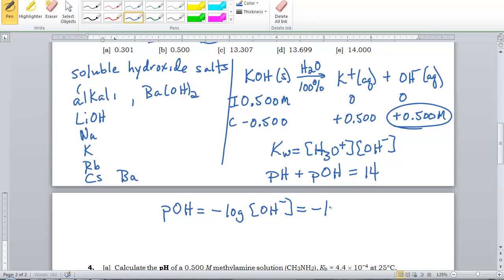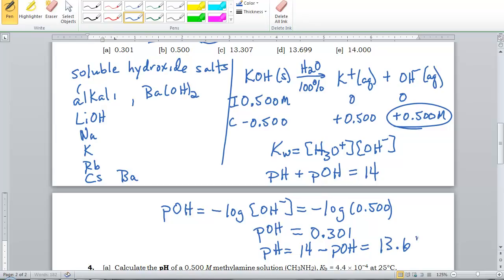So take the negative log of 0.5. Here's my calculator. This comes out to about 0.301 for the pOH. We want pH, so subtract pOH, and you're going to get pH is 14 minus the pOH, which is going to give us 13.699, which you can still see up at the top is choice D in this problem.